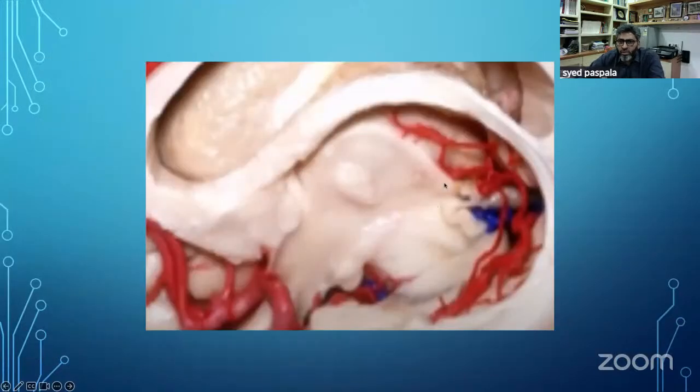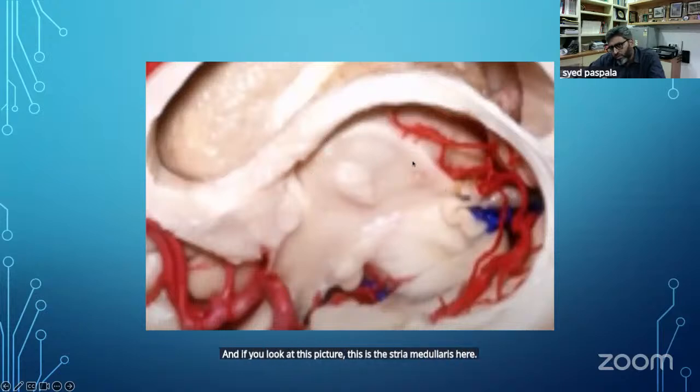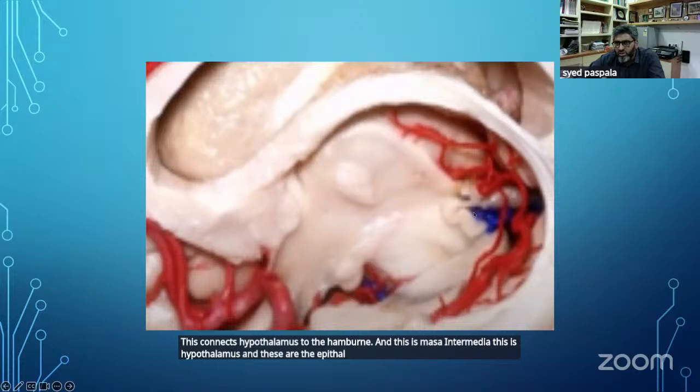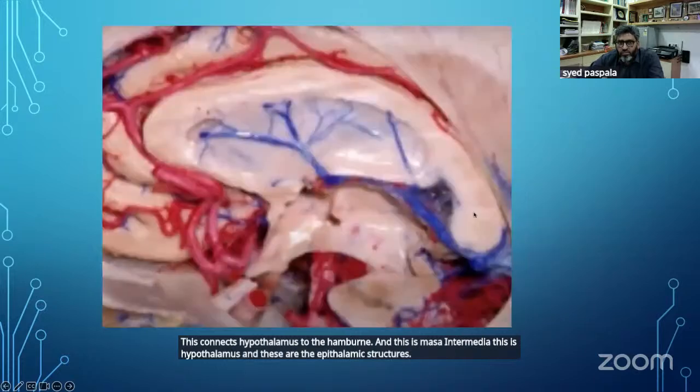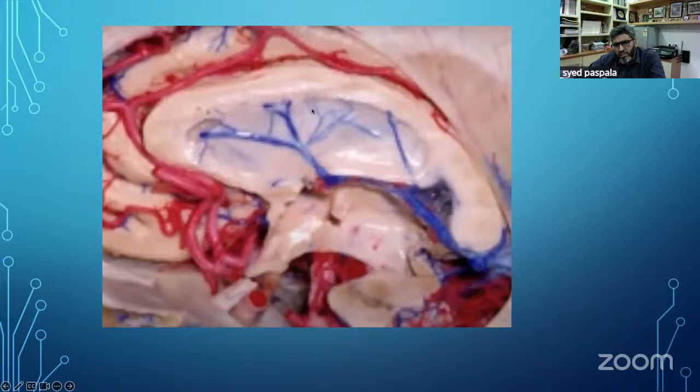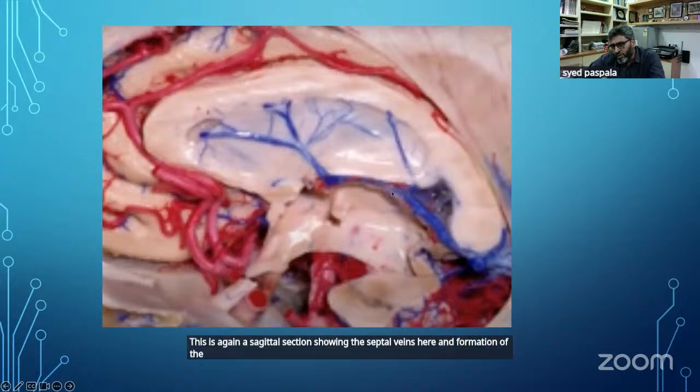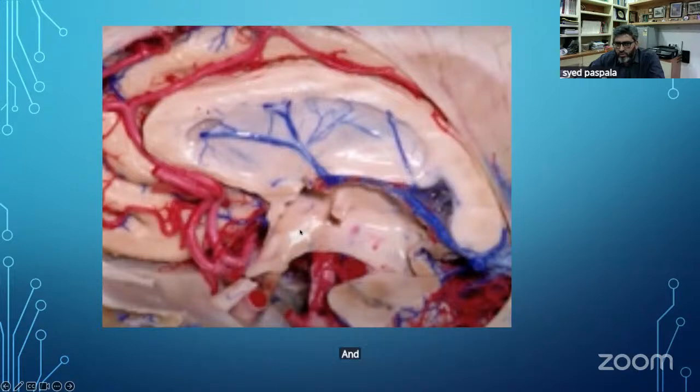And if you look at this picture, this is the stria medullaris here. This connects the hypothalamus to the habenula. And this is the massa intermedia, this is the hypothalamus, and these are the epithalamic structures here. This is again a sagittal section showing the septal veins here and formation of the internal cerebral vein here. And this is the hypothalamus here.